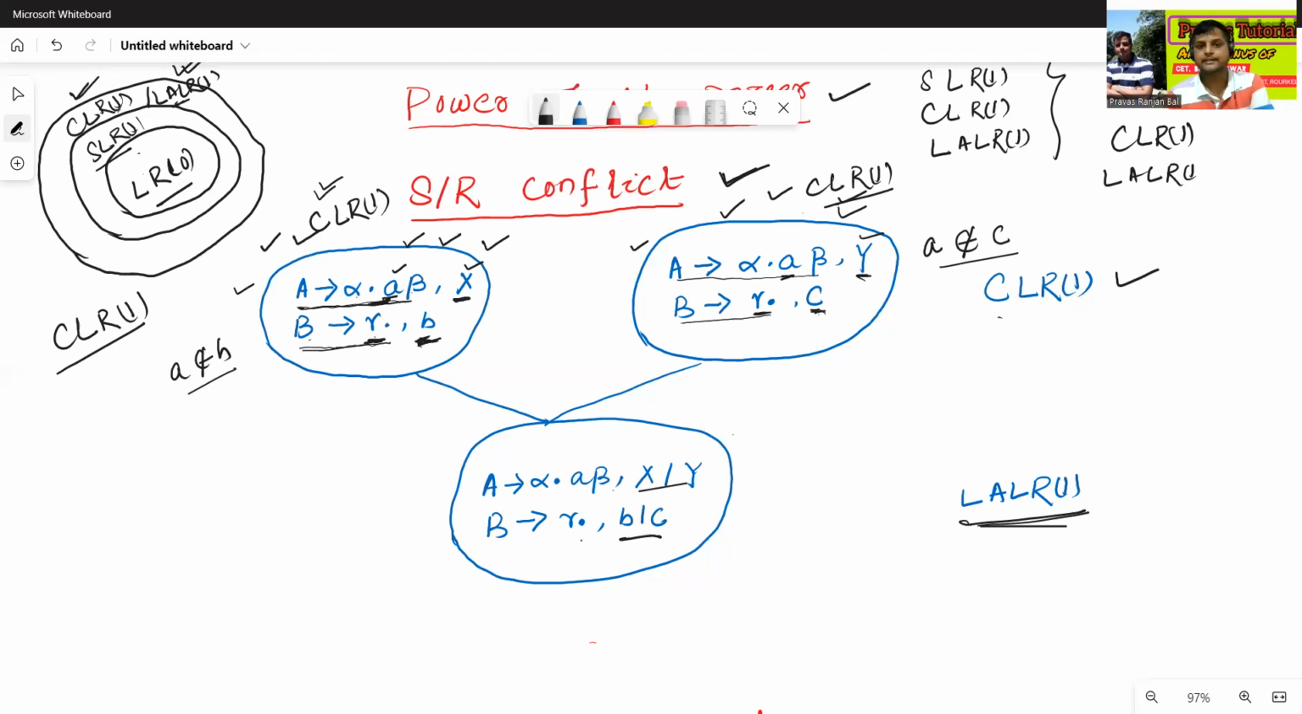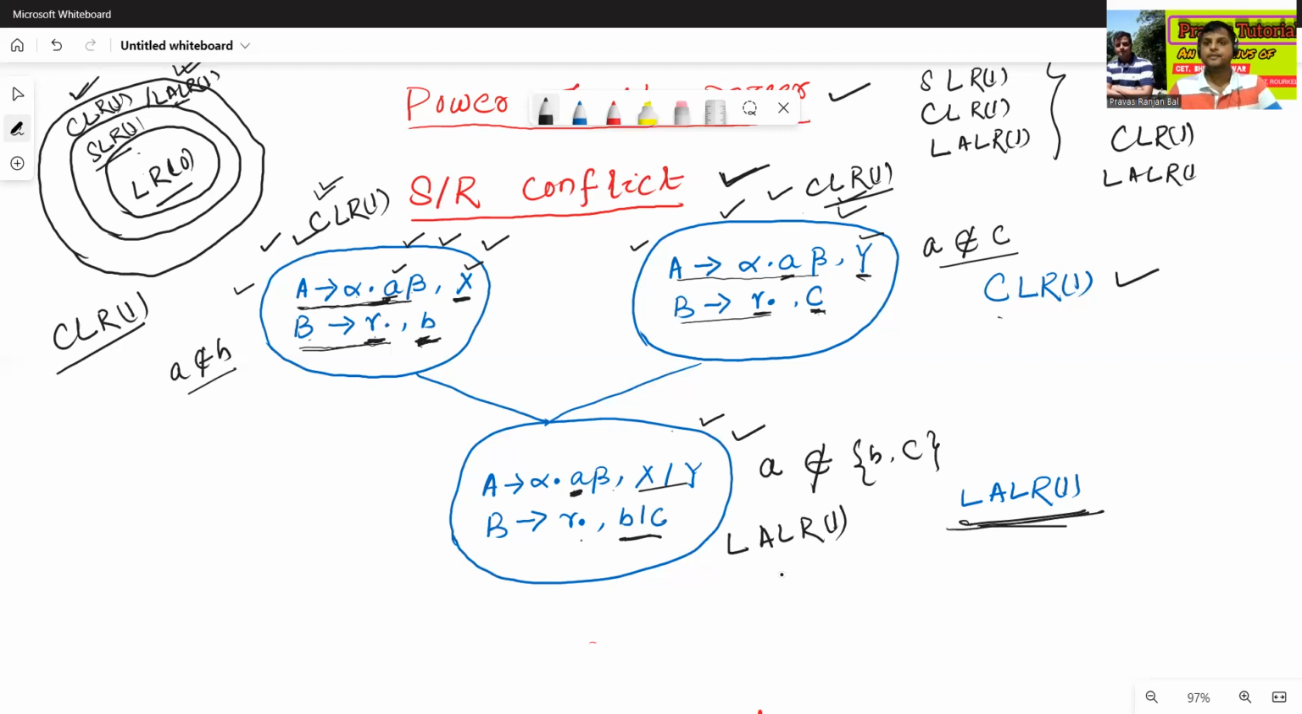Now we'll check. This is the concept in LALR1. Now we'll check this state. Is there any SR conflict in this state? Just see, this is a shift action. This A does not belong to B, C. Since it does not belong to B comma C, this one is also LALR1.